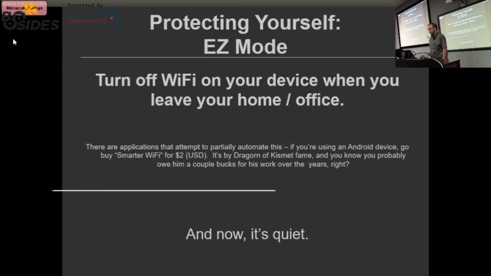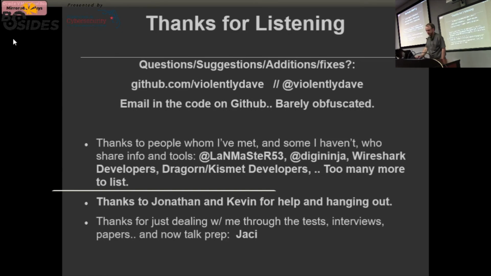And again, the easy mode is to just turn off your Wi-Fi if you're not going to be around anything. I mean, there's apps. Dragorn, the guy who does Kismet, has Smarter Wi-Fi. Give that guy $2. We've all probably made more than $2 off of his work over the years. That way it tries to actually see networks that it may know and know when to turn stuff on and off. And I don't know if he actually finally did it, but he was going to set it to start recognizing cell phone towers that you mark as safe, so that if it sees a cell phone tower near your house, it'll turn on Wi-Fi then. So it's a good and easy option.